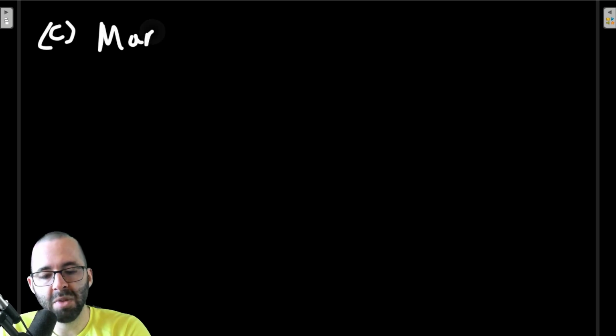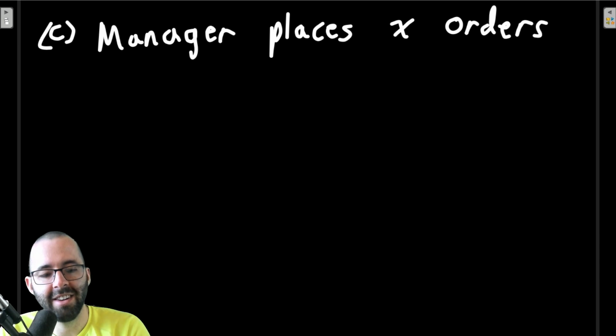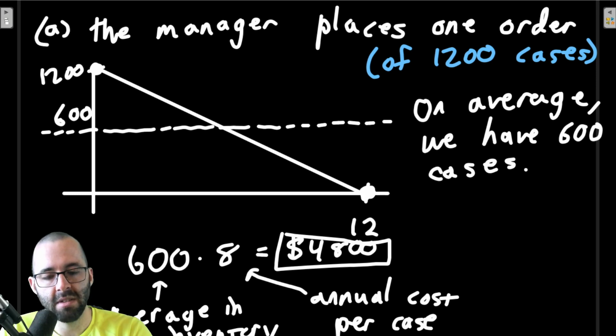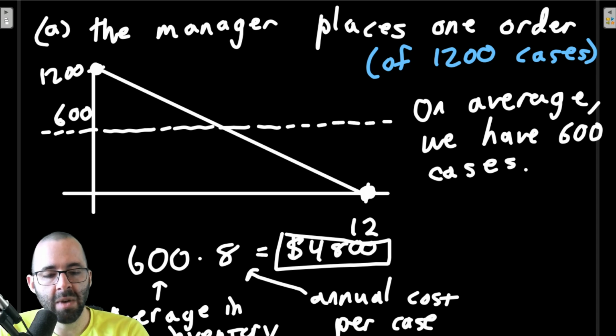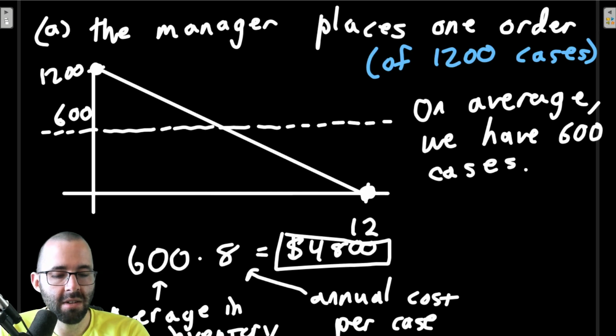All right, so let's generalize this in part C, shall we? What about if the manager places X orders? Now this is where things get interesting. So let's look at the previous ones. We need 1,200 cases of orange juice. We'll average half. We always average half of what we order. So if we ordered 1,200, we average 600. We're ordering 600 at a time, we're averaging 300.